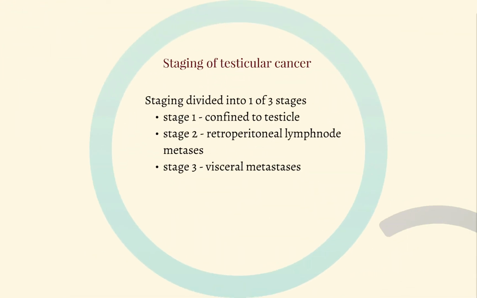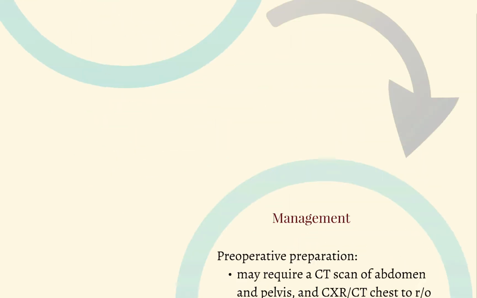Testicular cancers have a staging system. Simply put, staging is divided into one of three stages. Stage 1 means cancer is confined to the testicle. Stage 2 involves retroperitoneal lymph node metastases, and Stage 3 involves visceral metastases.